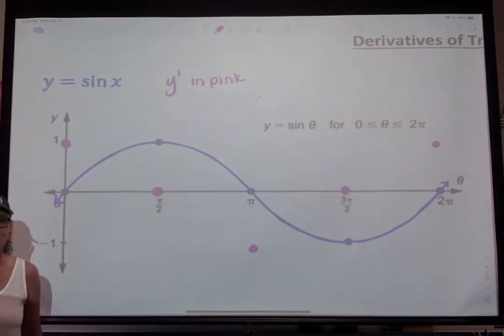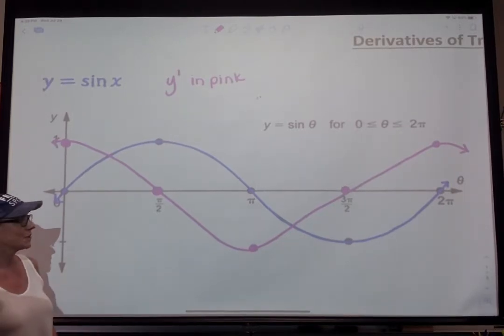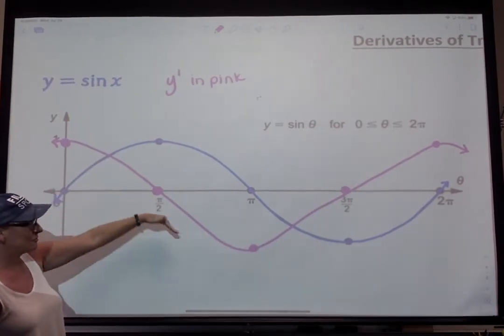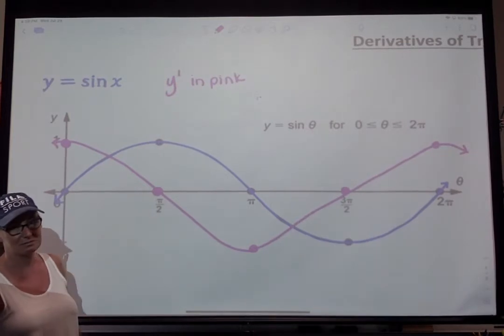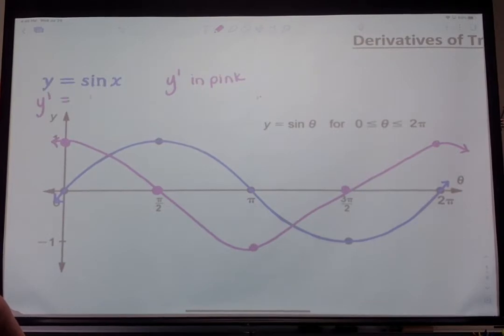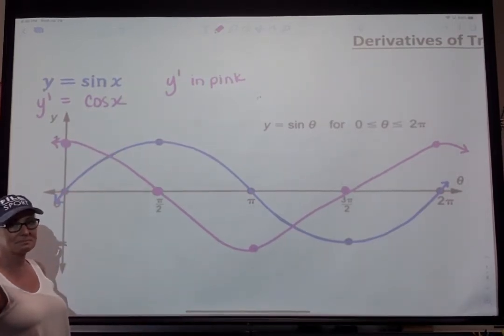Look what the graph of y prime looks like. Oh my goodness. The slope of sine, when graphed, looks like cosine. Sure enough, the derivative of sine x is cosine of x. Isn't that cool?